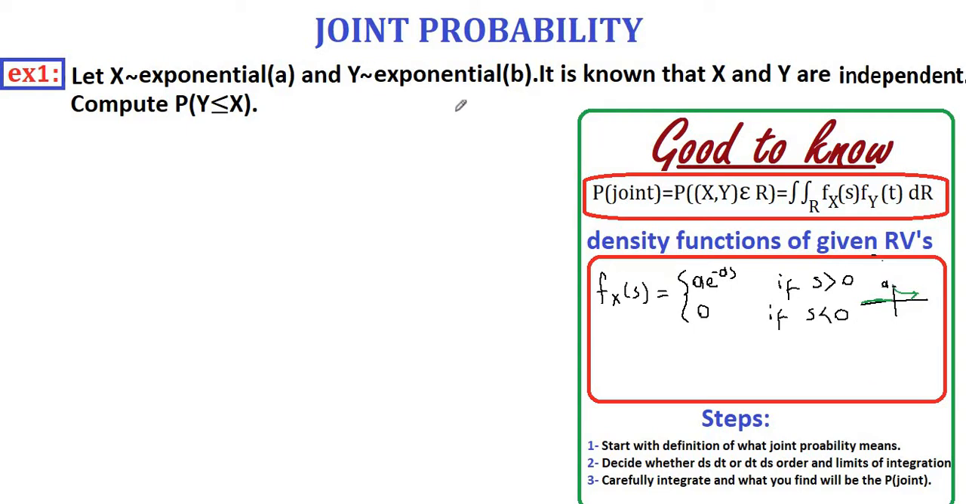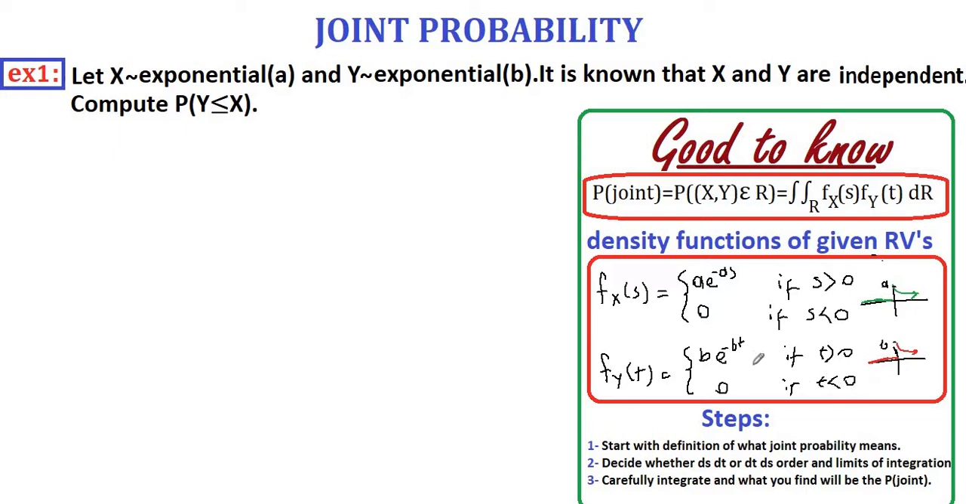So our y exponential random variable will have the same kind of density function. Fy of t with parameter b will have b e to the negative bt if t is greater than 0 and 0 if t is less than 0. And the graph of the density function will be exactly the same: 0 up to 0 and some decaying function if t is greater than 0. And the top point of the graph will be b.